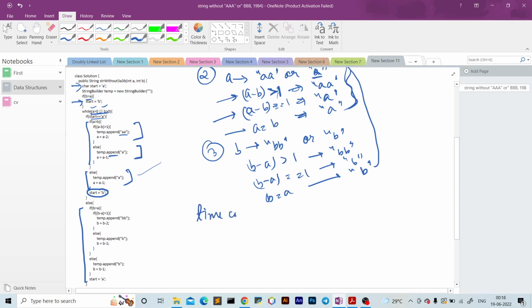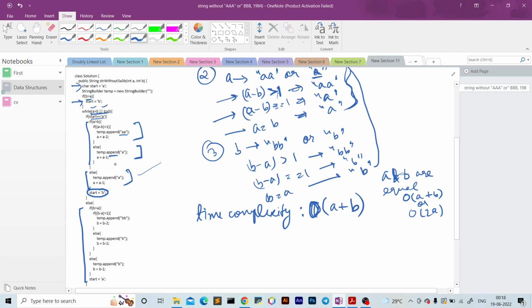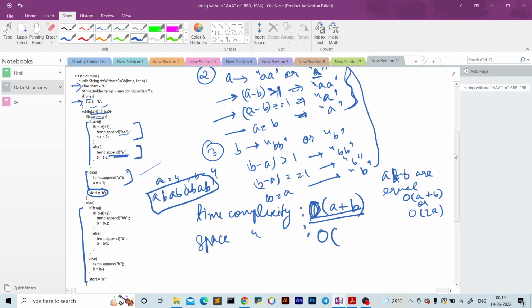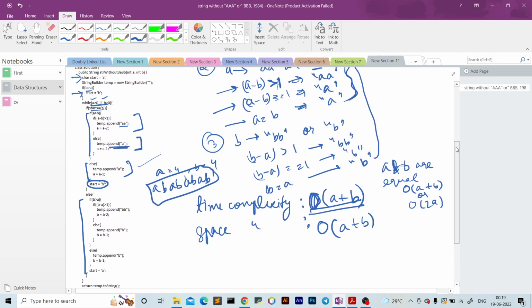Now the time complexity in the worst case is basically O of A plus B. Let's say A and B are equal, then it would simply be O of A plus B, or O of 2A or 2B, because in those cases we would basically be just appending a single character. Let's say A equals 4 and B equals 4, then we would start with A, then B, then A, B, A, B, A, B. This would be our solution, and it would take O of A plus B time. And space complexity would be O of A plus B only, because we require an output string.